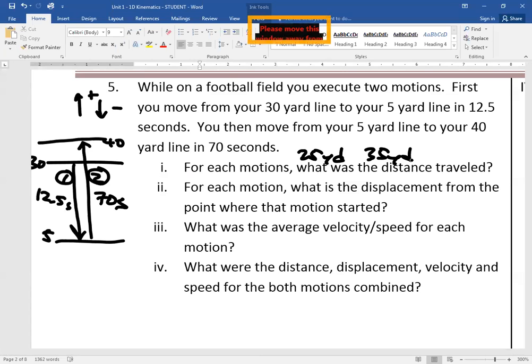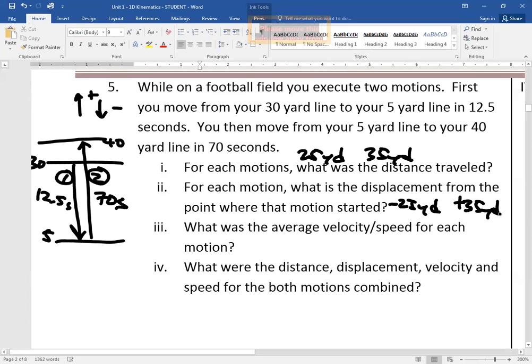So the first one, now we say negative 25 yards. And for the second one, positive 35 yards. Okay, so if I write positive 35 yards, right? So if I just wrote 35 yards without positive, would that be wrong?